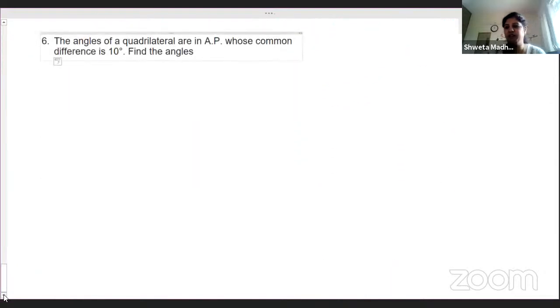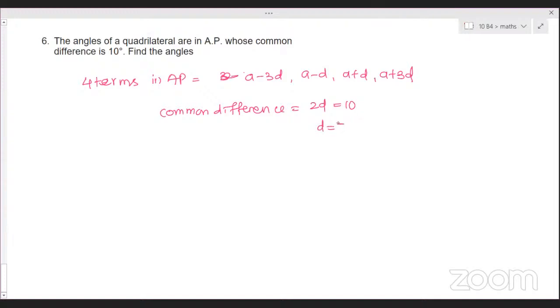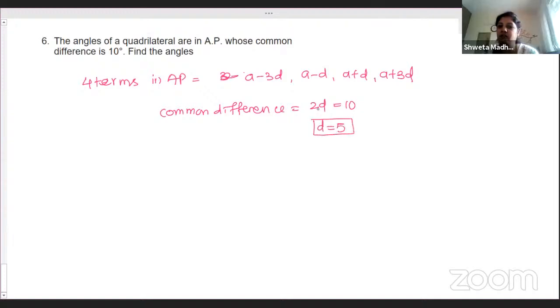We will consider 4 terms in AP, because these are 4 angles of the quadrilateral. 4 terms in AP are a minus 3d, a minus d, a plus d, and a plus 3d. But here common difference is 2d, and they have given us 10. So in this consideration, what is the value of d we need to consider? 5. You have to remember this.